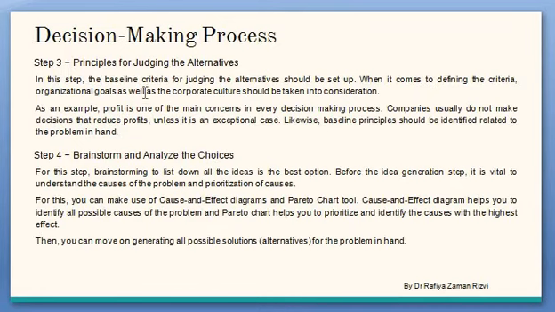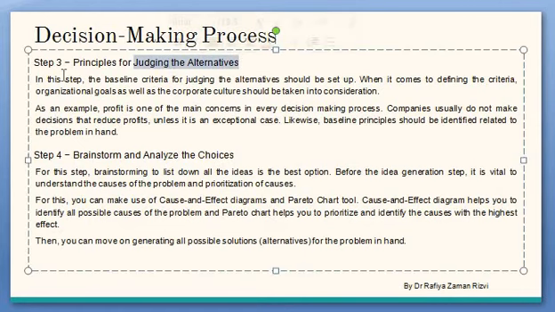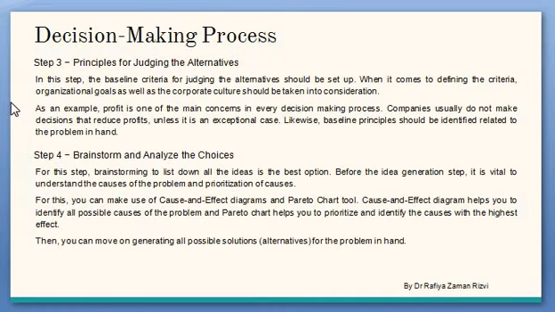Next is principles for judging the alternatives. In this step, the baseline criteria for judging the alternatives should be set up. Now, what are the alternatives? First of all, an alternative refers to when we are taking a decision or when we are talking about solving a problem. We try to develop some choices or some possible solutions to the problem.